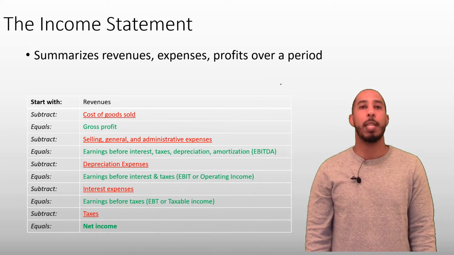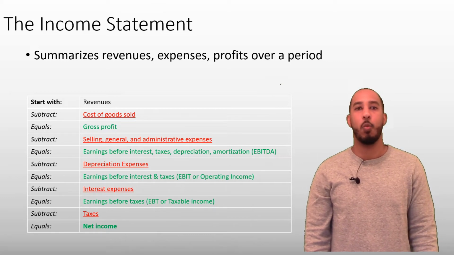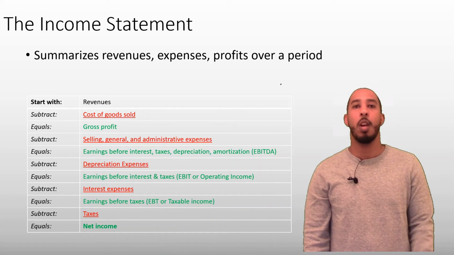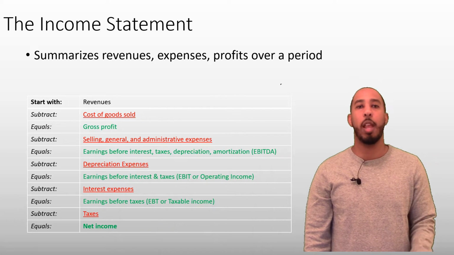From revenue, we begin to subtract all of our expenses. We take out our cost of goods sold, our administrative expenses, depreciation, interest, taxes. Once we remove every expense, we're left with our bottom line, our net income.